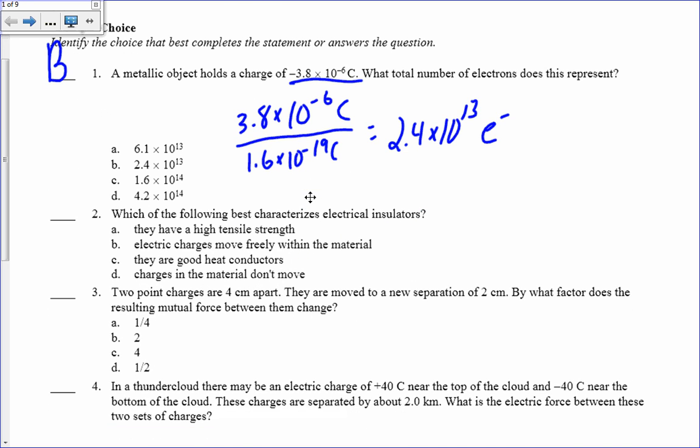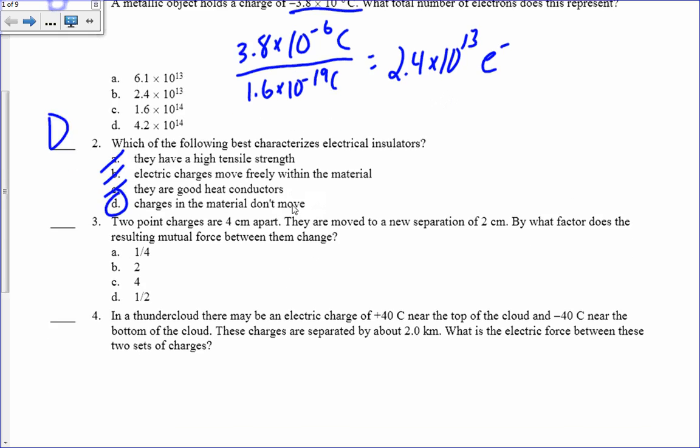Number 1 is B. Which of the following best characterizes electrical insulators? They have a high tensile strength. That might be true, but not necessarily. Electric charges move freely within the material. That's for conductors, so that's not true. They are good heat conductors. Maybe, though most likely not. Usually not. Charges in the material don't move. Okay, that's electrical insulator.